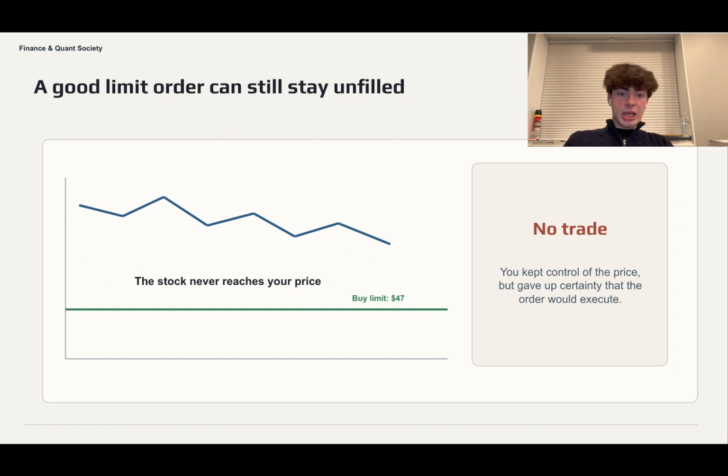You want price control over whatever price you're going to get filled at. So here's another thing too. Even if the stock goes down and touches your limit price, there might be other orders ahead of you or not enough shares available for everyone. So simply seeing your price touch the limit order does not automatically guarantee that your entire order will fill.